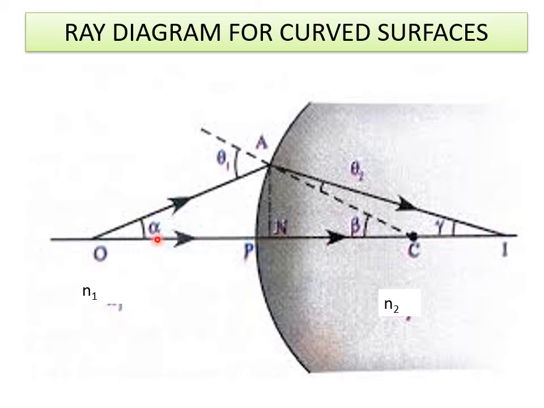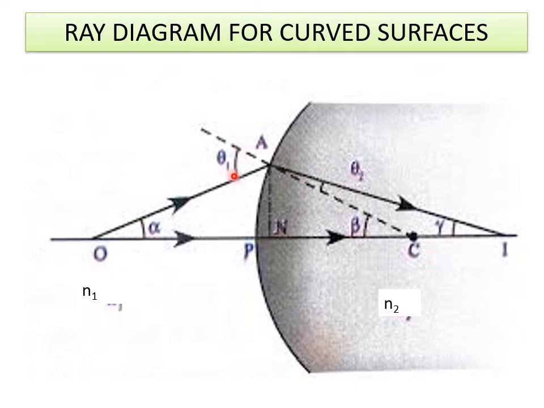And this is alpha, and N you have to take as the normal, and this is the beta angle, and the angle here is known as theta 1. I will tell you what that is, and this is your theta 2. So here, if you consider an object at O very near to the principal axis, a ray going from the object falls on the curved surface at A. This is your normal passing through the center of curvature. You know that.